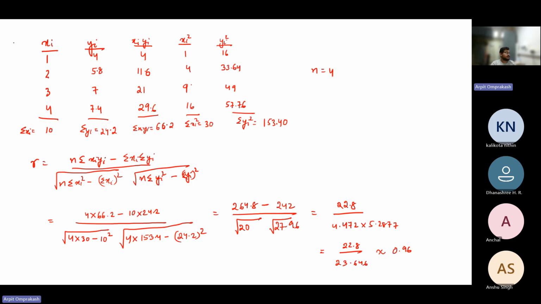So what we do is basically we take xi, we take yi, we calculate xi yi, then xi square, then yi square. And all we have to do is just sum all this up. We don't need to calculate any means or standard deviation or anything. Then we just plug it into this formula and we basically get our value.